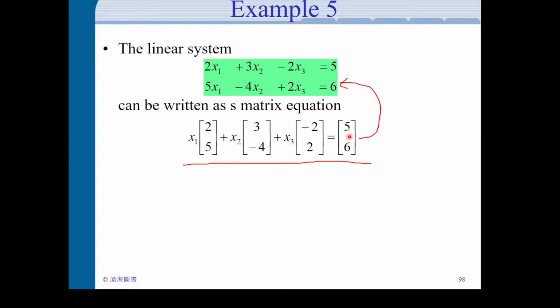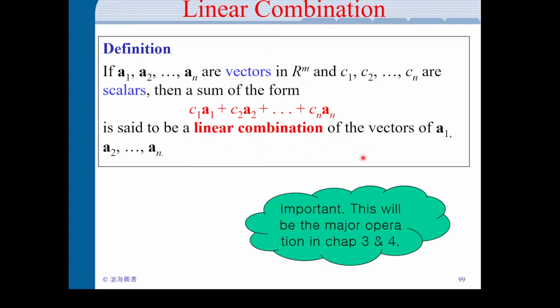And here is an example. With A and B written as numbers, this equation can be written as this 2 by 1 column multiplied by x1, and 3 minus 4 multiplied by x2, etc. And here we have the concept of a linear combination, which will also be important later on.